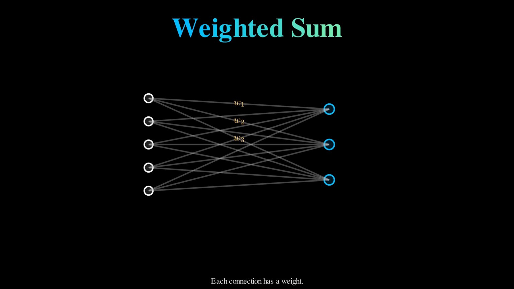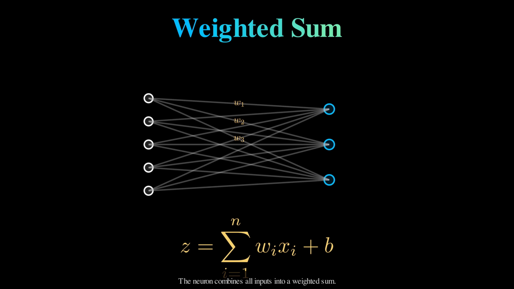Each connection has a weight. Weights determine which inputs are more important. The neuron combines all inputs into a weighted sum. The bias term allows the neuron to shift its output.